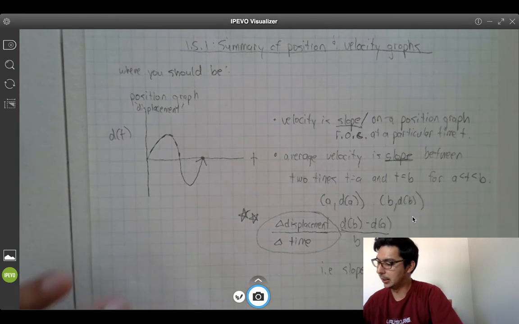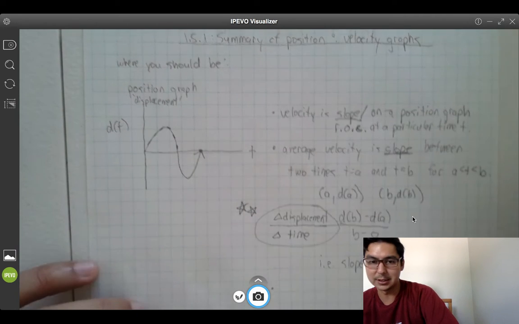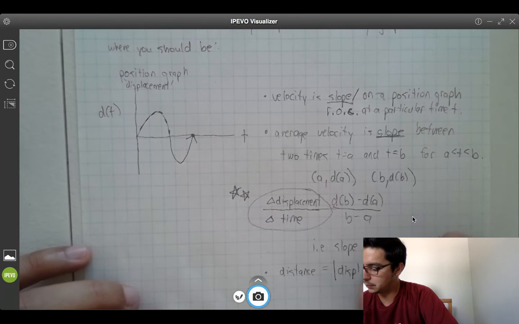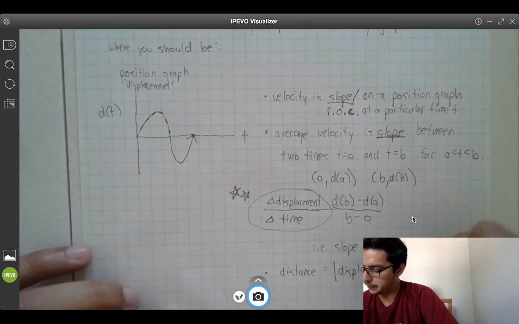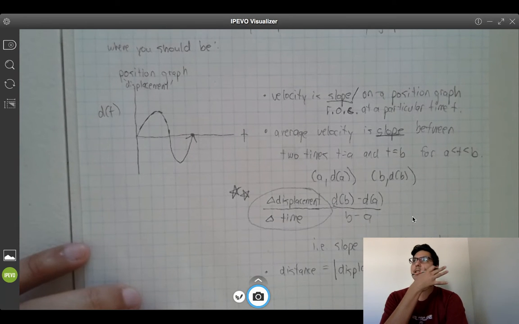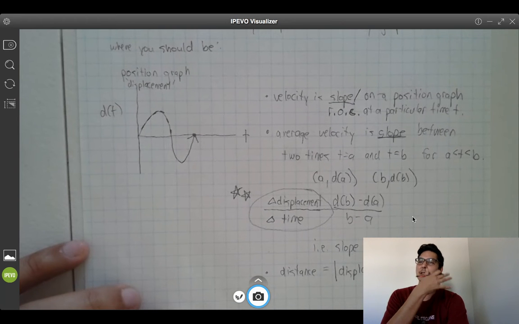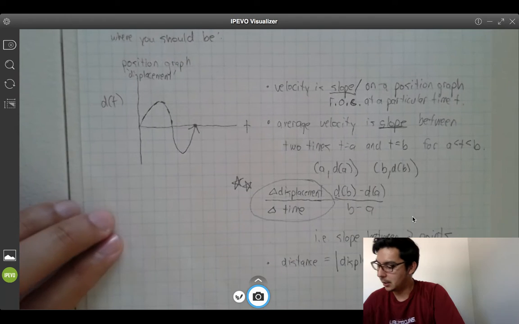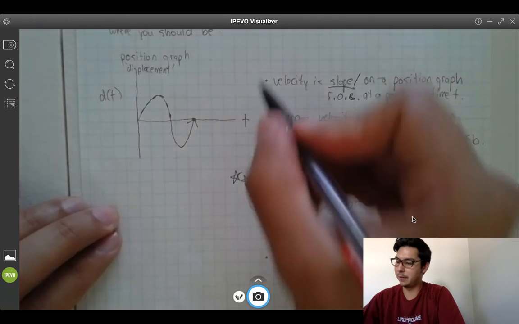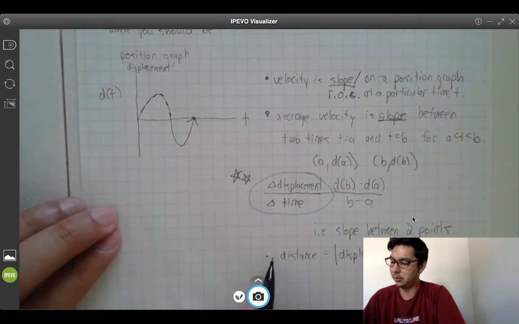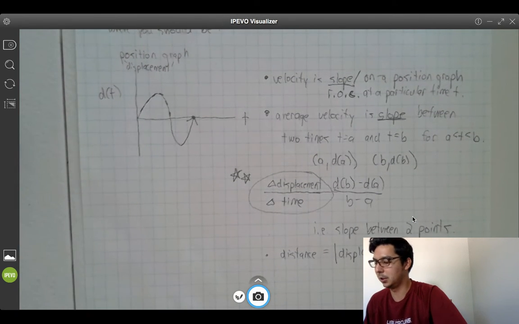And don't forget, the last thing I'll add here is that distance is the absolute value of displacement. Displacement can be negative. You can end up behind where you started, but distance, you wouldn't actually account for that because distance is always positive. It's always accumulating upwards. So that's everywhere you want to be on a position graph: velocity is the slope, average velocity is the slope between 2 points, and don't forget distance is the absolute value of displacement.